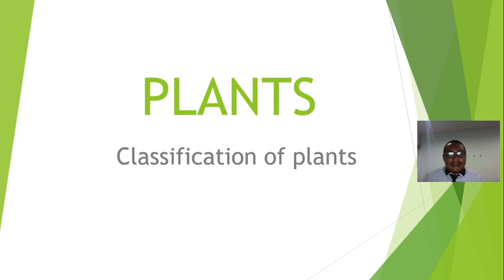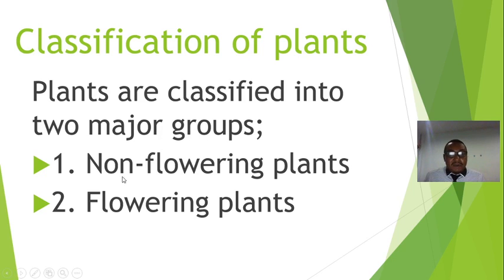Again, plants. Now let us spell the word plants. P-L-A-N-T-S. Plants. Now under plants we are going to look at the different classification of plants. Usually plants are classified into two major groups. These two major groups include number one, non-flowering plants. Group number two are what we call flowering plants. Now let us try to differentiate between non-flowering plants and flowering plants.